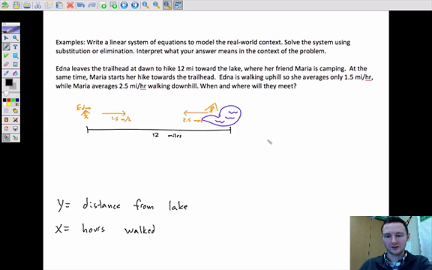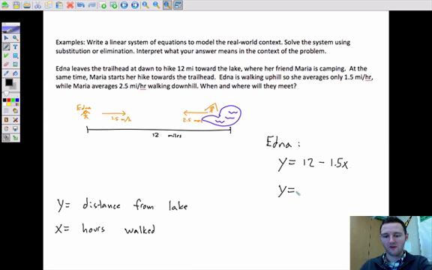Let's look at Edna's first. Edna starts 12 miles away from the campsite, so her distance from the campsite is currently 12 miles, and each hour she gets 1.5 miles closer. So her distance to the lake is decreasing by 1.5 miles per hour.